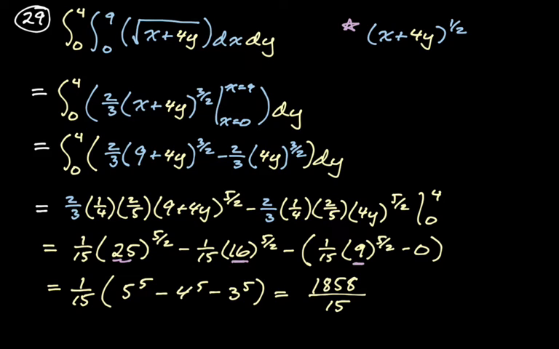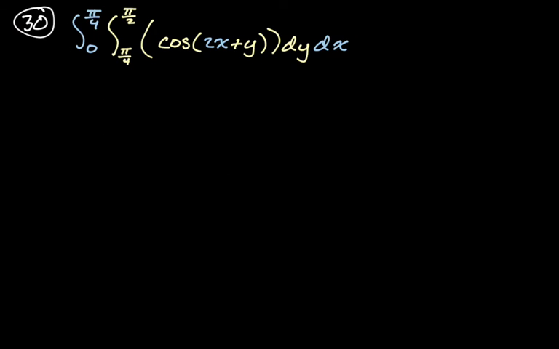So I did some stuff there, right? What I was really doing was 25 is a perfect square, so I did 25 to the 1/2, which is 5, and then to the 5th, and then 16 is a perfect square, so I did 16 to the 1/2, which is 4 to the 5th, and then 9 is a perfect square, so 9 to the 1/2 is 3 to the 5th. I factored out 1/15, and I got that, and then I used a calculator for sure. I did not do that by hand. All right, let's look at number 30.